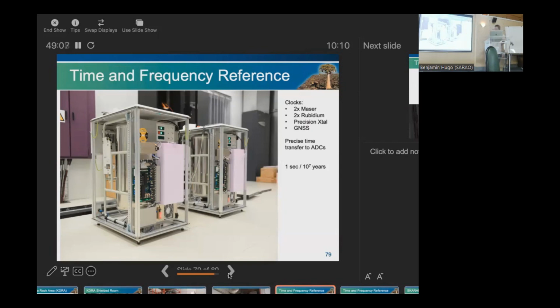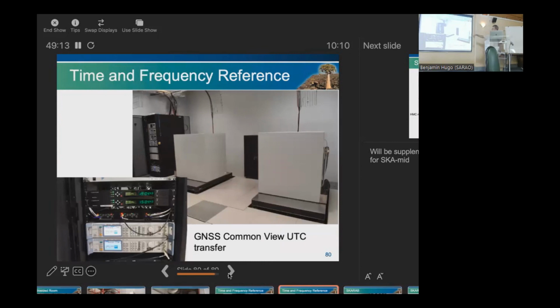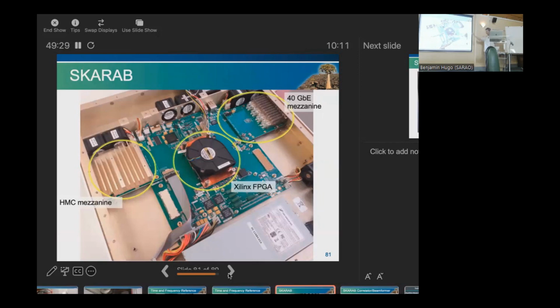And then we compare them against GPS. In particular, we use the GPS to do a time transfer to Paris to make sure that our time standard is the same as the universal time standard for the rest of the world, down to about a nanosecond accuracy. The correlator, which correlates these signals coming from the antennas at this massive data rate, can't just be any computer. It has to be a special purpose computer.